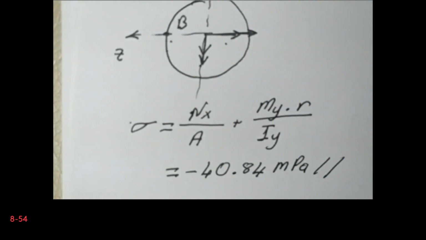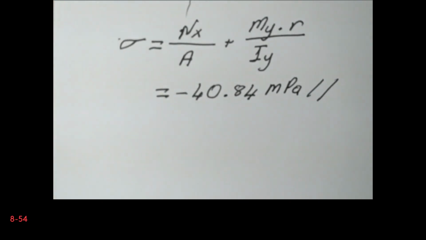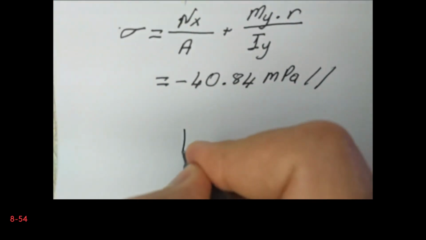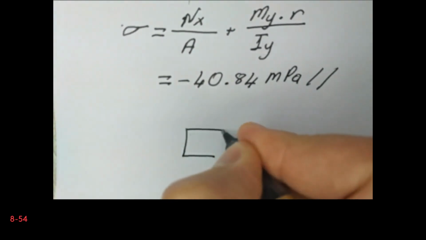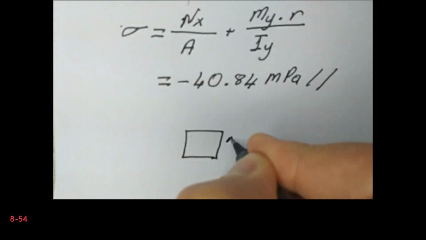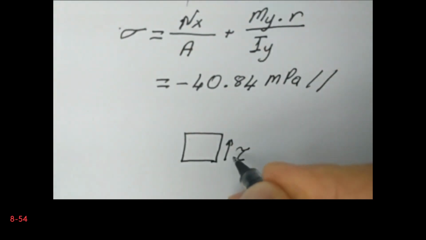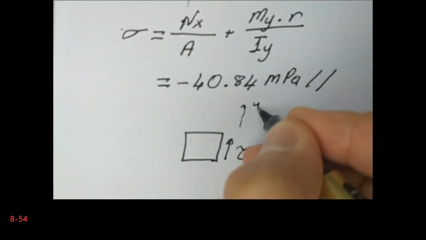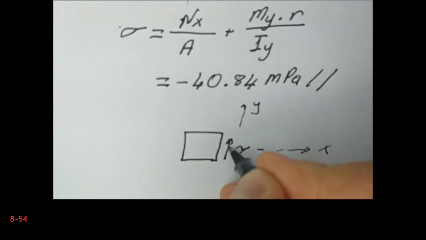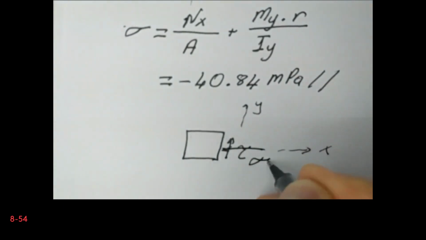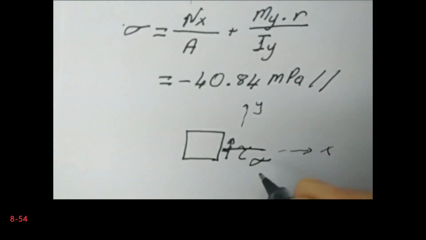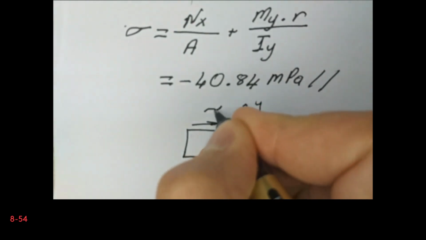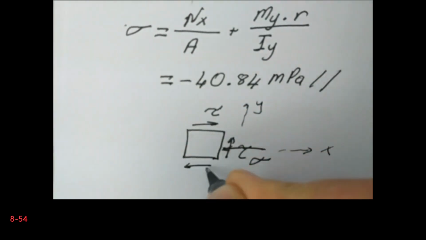So certainly the stress on a differential element at point B is, this is tau. If this is x, this is y, then we have this stress sigma. This is tau, this is tau, and this is sigma. And this is also tau.